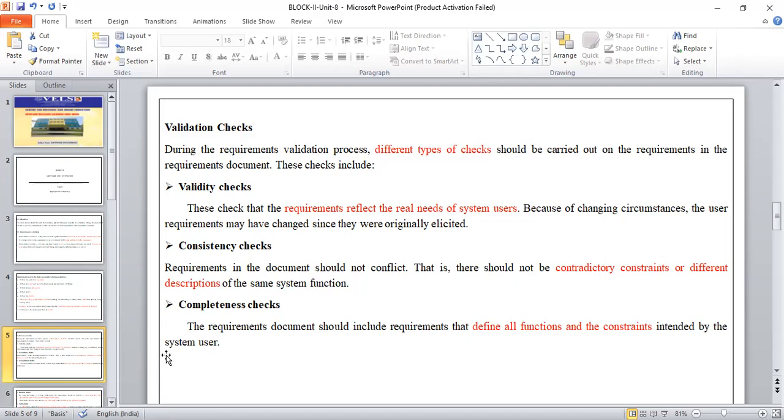Therefore, the validity check is used to check whether the requirements reflect the real needs of the user. And consistency means what? The requirements should not have any contradictory or conflicting constraints, or different descriptions for the same system function. They should not be different for the same system function. And completeness: the requirement specification should be defined with all the functions and the constraints available or intended by the system user. We should not leave anything out. We should define all the functions and the constraints specified by the user.